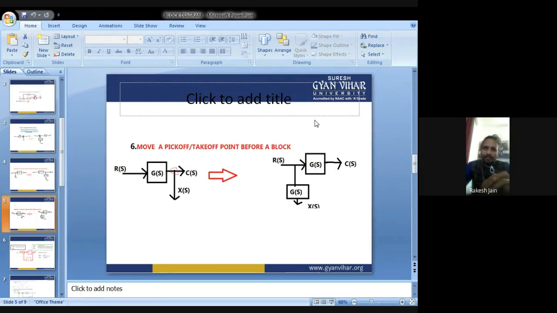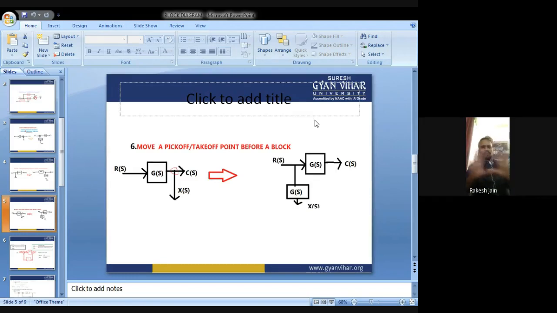So if we wish to move a pick off or take off point after a block, then whenever we want to move, we can move it, but the gain of that block, which was GS, also comes with that access. So here it was a. All of these rules are very much important related to the block diagram reduction technique.